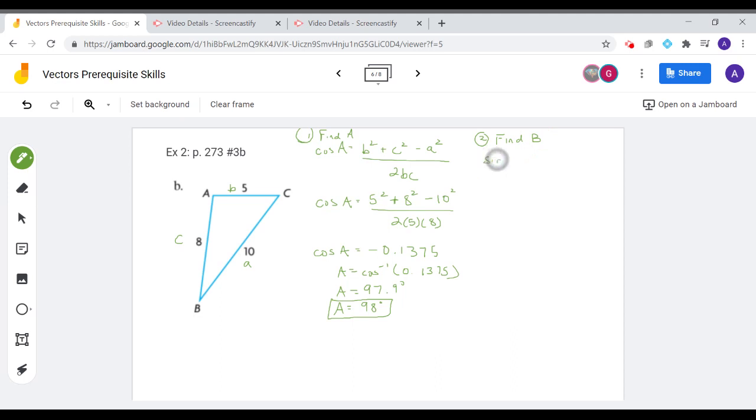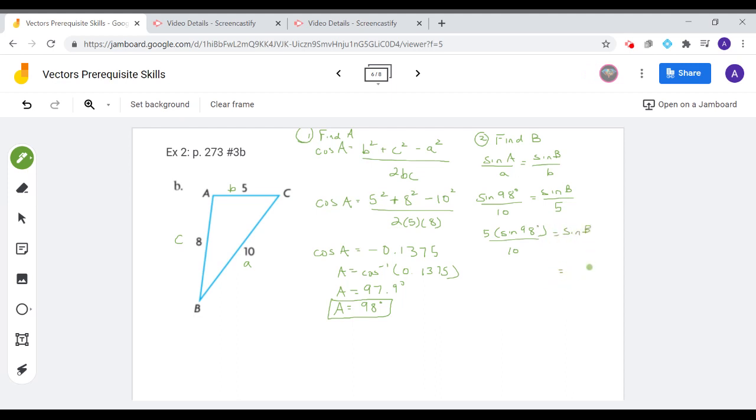Remember that the sine law says that sine A over A equals sine B over side B. And it also equals sine C over side C, but I don't know anything yet, so I'm going to leave that for now. Okay, and I'm going to fill in what I know. I know angle A is 98 degrees. Side little a is 10. I don't know angle B, but I know side little b is 5. So I can say 5 times sine of 98 over 10 is equal to sine B.